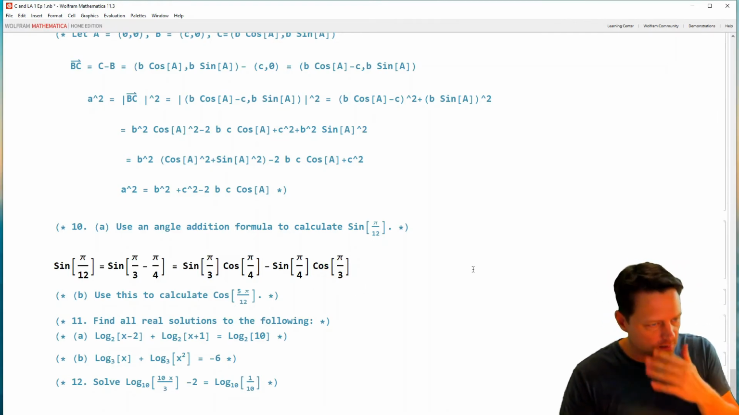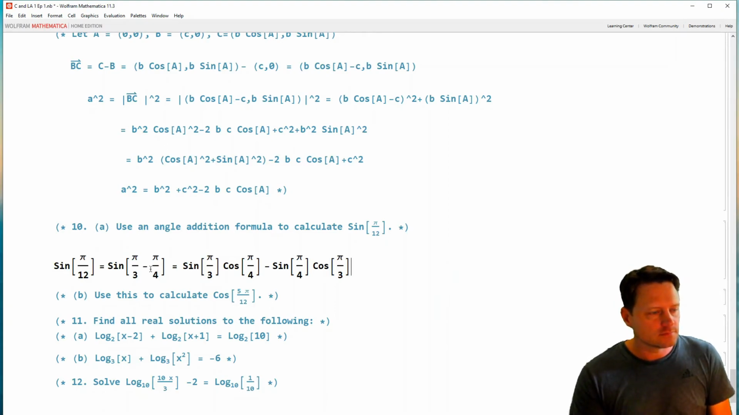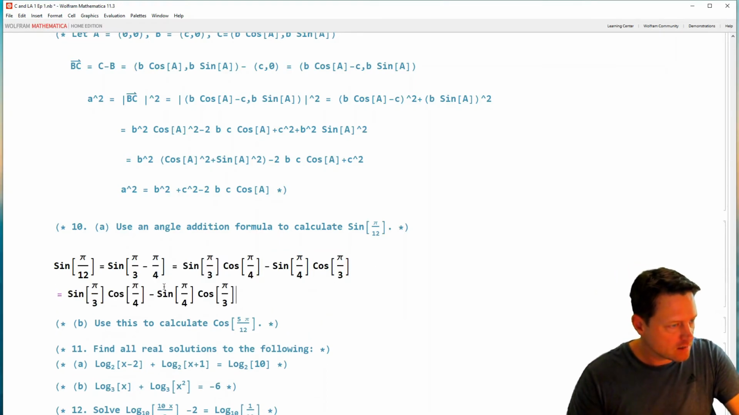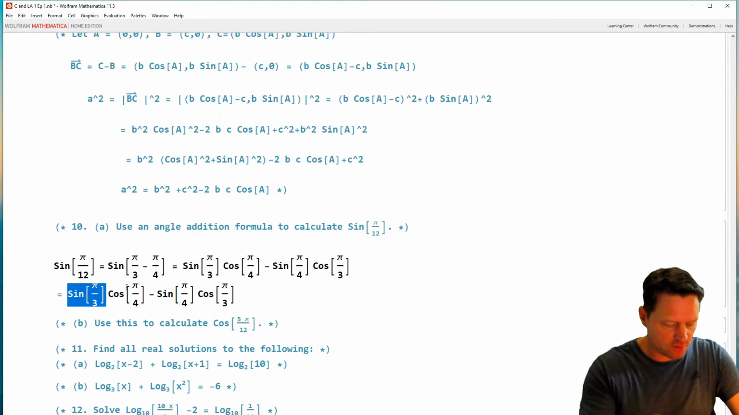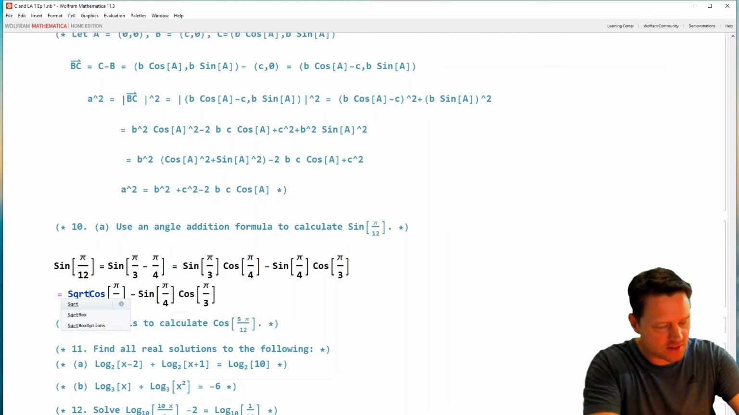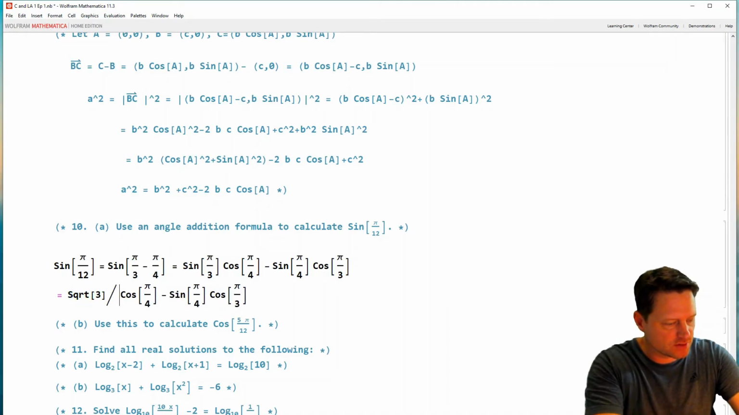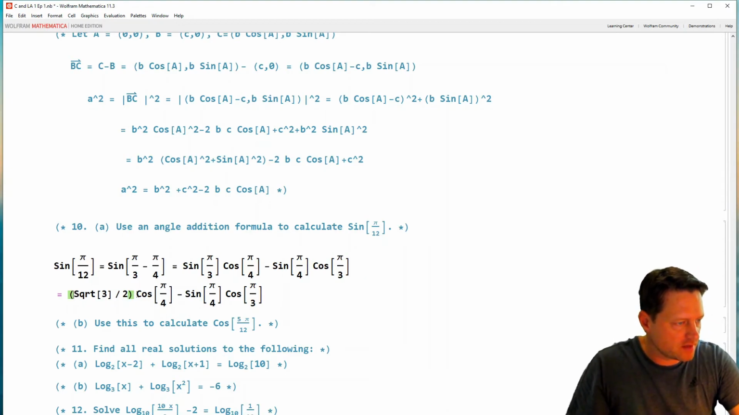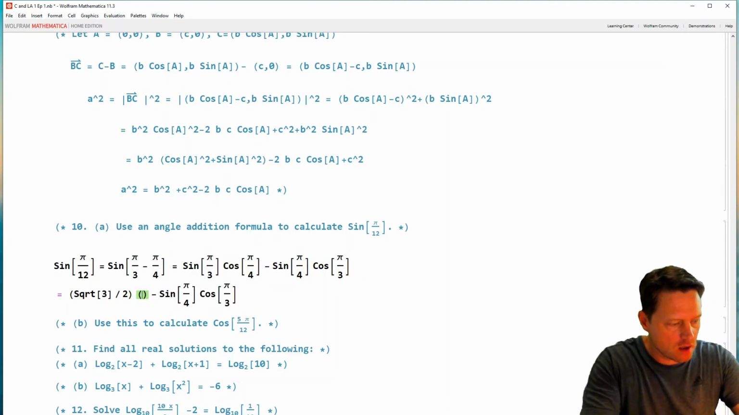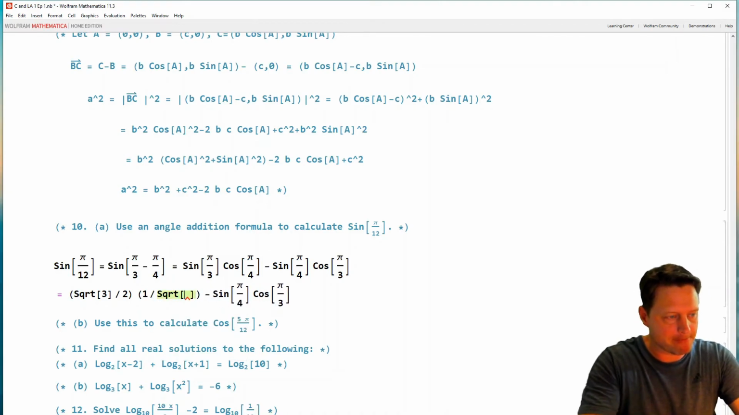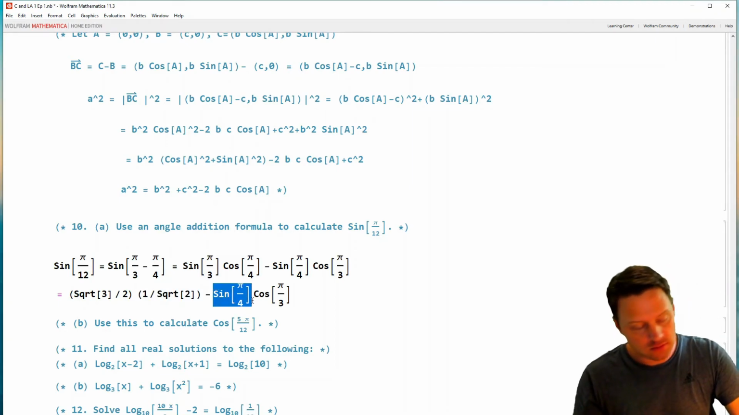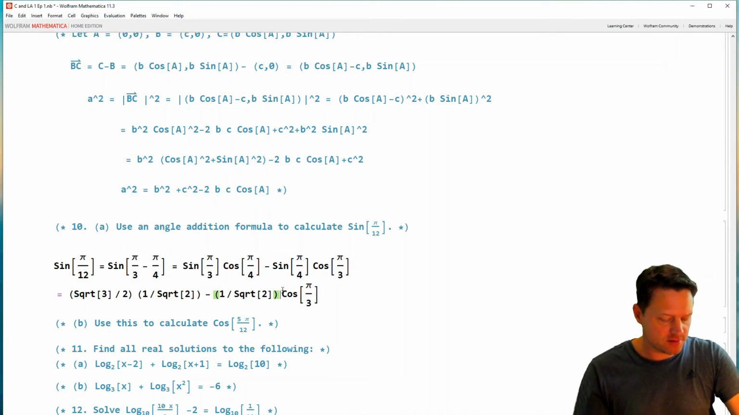Now these are things that we can calculate exactly. Because we know that sine of pi on 3 is root 3 on 2. That's right, sqrt 3 over 2. I need a bracket because I've written it in that way. And then cos of pi on 4 is 1 on root 2. Sine of pi on 4 is 1 on root 2. And then cos of pi on 3 is 1/2.